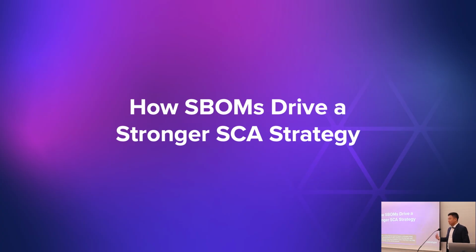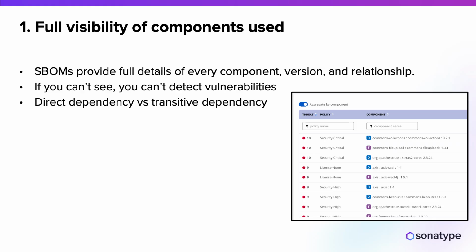So back to the main title: how SBOMs can help you drive a stronger SCA strategy. Number one is that through SBOM, we can give you full visibility of all the components being used in the organization. As Professor Choi just showed in the presentation, the SBOM provides you the full details of every component, the version, and also the relationship. That means between dependencies, what we call transitive dependency, is involved as well.